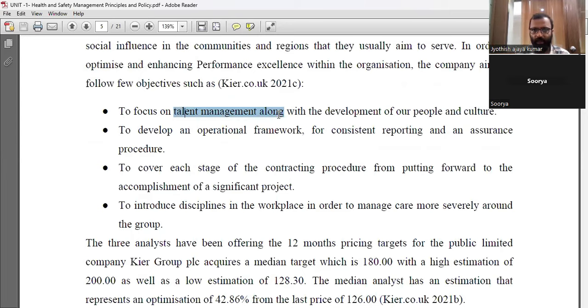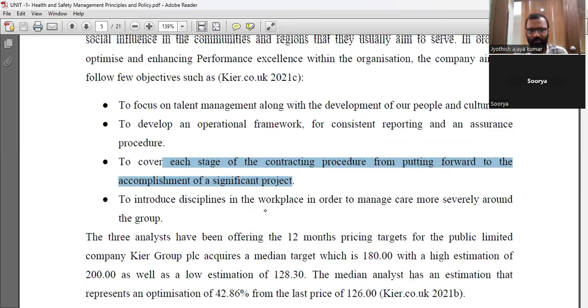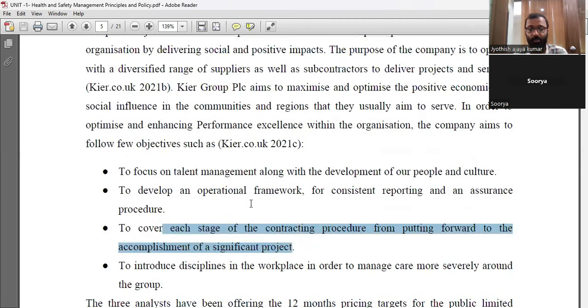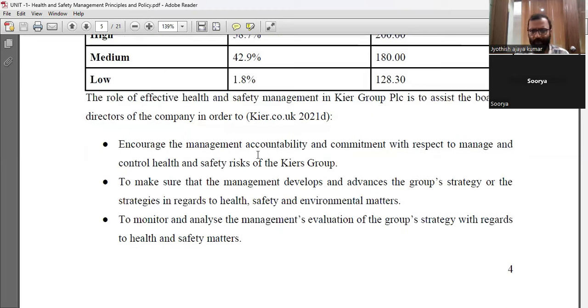Okay, the focus on talent management along with development of our people and culture, to develop an operational framework for consistent reporting and assurance procedures to cover each stage of the contracting procedure from putting forward to the accomplishment of a single project, to introduce discipline to the workforce. So these are the company's HSE objectives, not the profit and loss objectives. The role of effective health and safety management in Care Group PLC is to assist the board of directors of the company in order to encourage management accountability, make sure that management develops and advances group strategy, and monitor and analyze the management's evaluation of the group strategy.